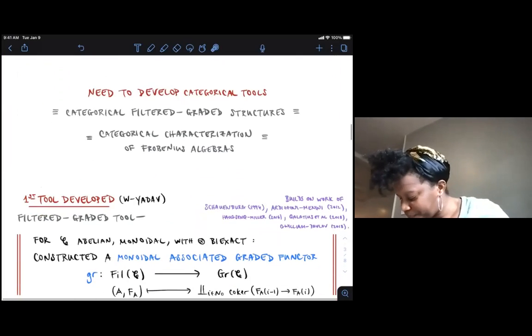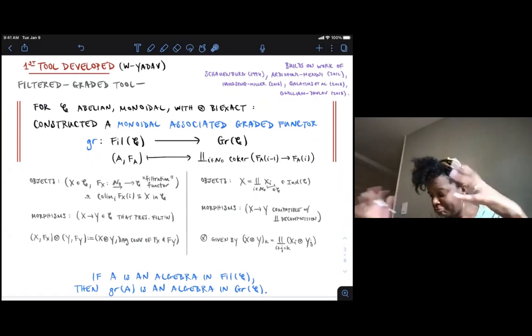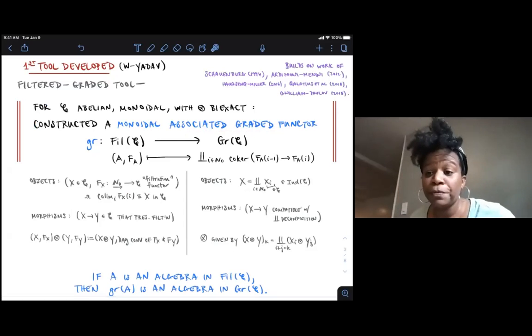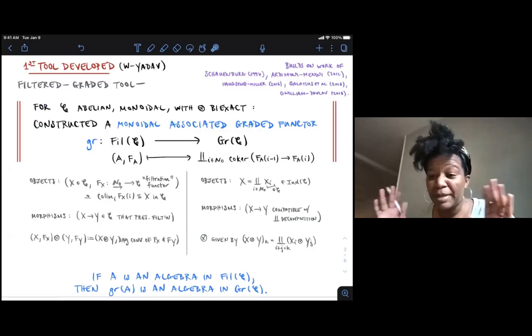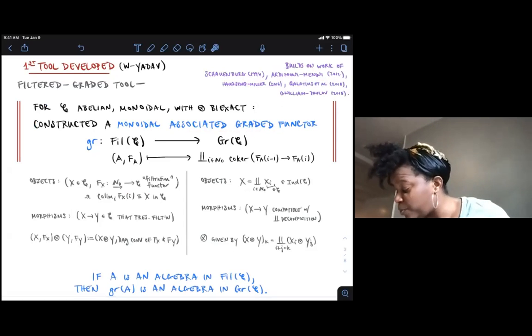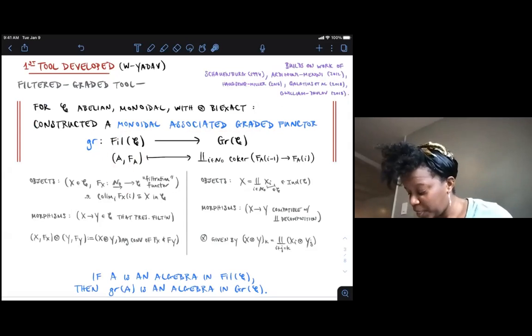All right. So one tool. It's all about building filter graded structures. For our purposes, what we do is we consider a monoidal associated graded functor. So this doesn't come out of the blue. I mean, we didn't just pull this from the sky. This does build on lots of prior works in the literature, starting with work of Schaumburg in 1996, Artigiani Manini in 2012, and a few papers actually in algebraic topology. And what this allows us to do is take a filtered algebra and construct its associated graded. So let's get into this.